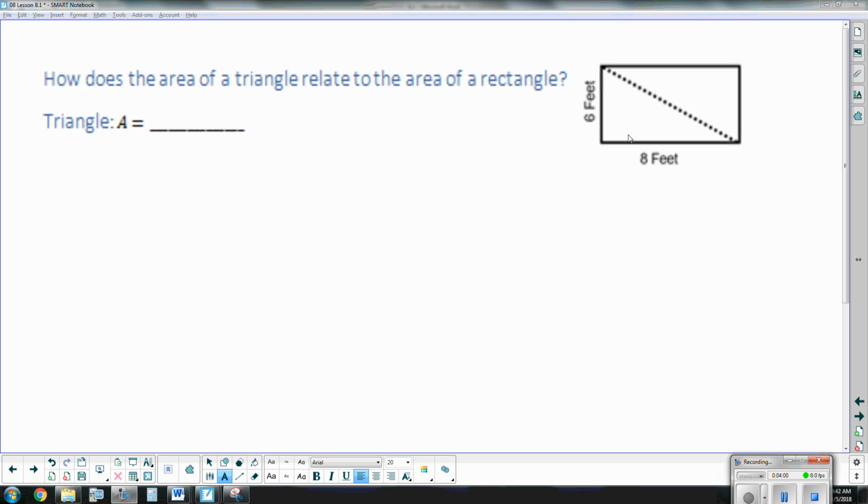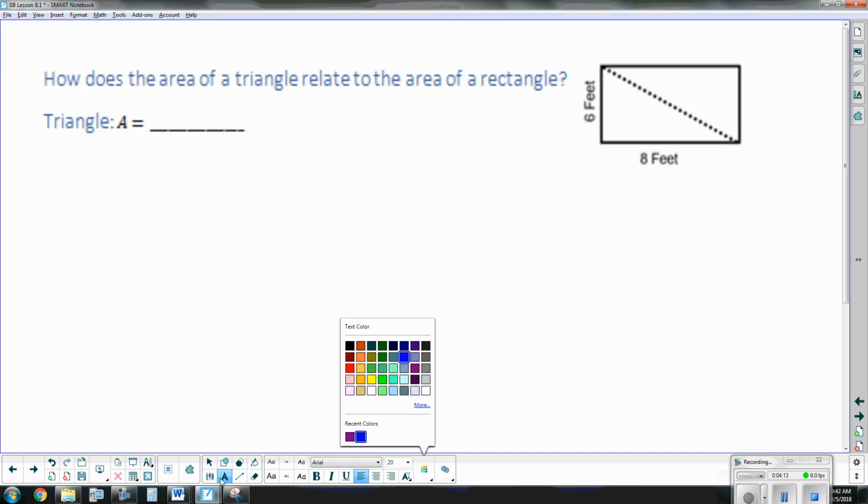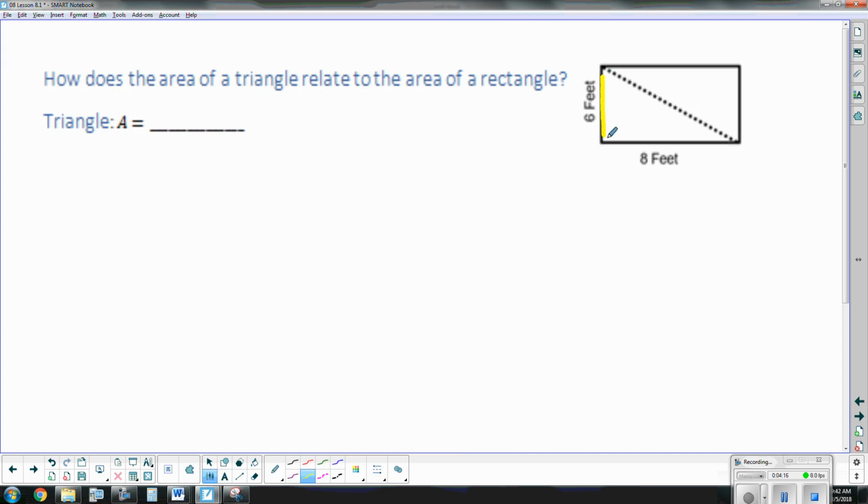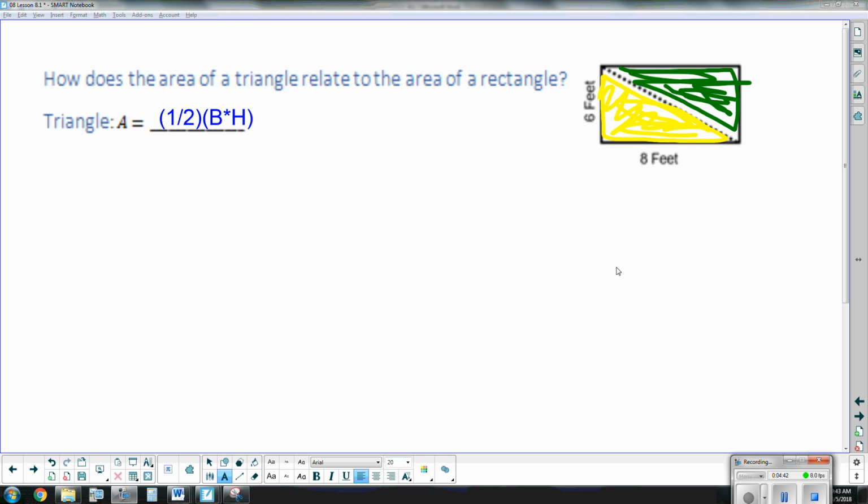Let's look at this figure, the rectangle that we looked at in the warm-up exercise. How does the area of a triangle relate to the area of a rectangle? Well, if you look at this figure, we can look at just this yellow region as the area of a triangle. That's our triangle area. And if you think about it, 2 of those triangles fit inside of our rectangle. So developing a formula for the area of a triangle, we're going to say that's half of the area of a rectangle. So that's 1/2 base times height.